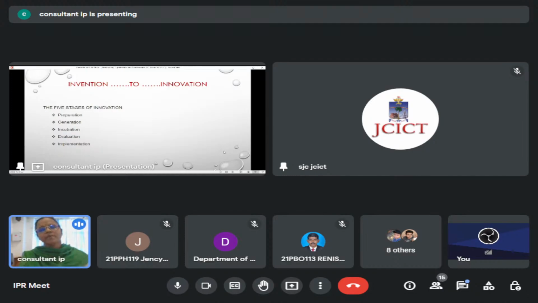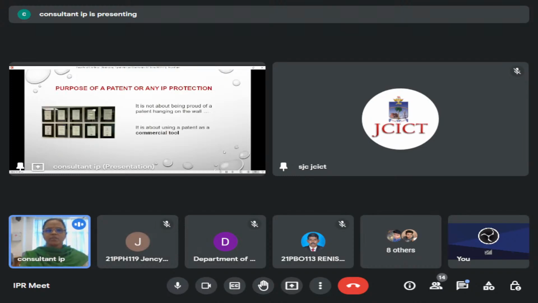So come up with a startup. So first step will be preparation and the generation of the idea and to protect that idea. Okay. Further follows the incubation and monetization. So invention to innovation has all these 5 stages.